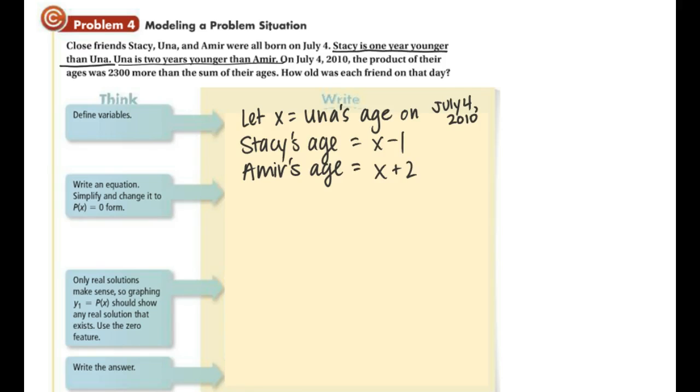So as with any word problem, you always want to define the variables that you'll be using. And since all of the ages are related to Una's age, we're going to say x is Una's age on July 4th, 2010. Because Stacy is 1 year younger than Una, Stacy's age is going to be x minus 1. And since Una is 2 years younger than Amir, Amir's age is going to be x plus 2, because that means he's 2 years older than Una.